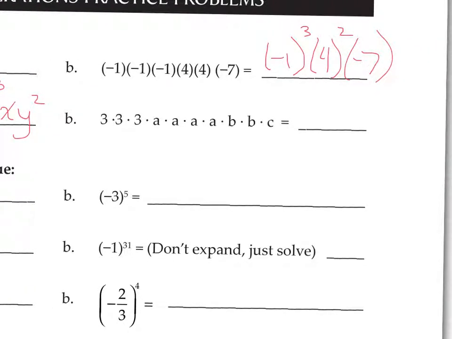Here we have a couple more bases. Looks like some 3's and some variables, a, b, and c. So 3 cubed, a to the 4th power because there are 4 a's, b squared because there are 2 b's, and c because there's only one c.